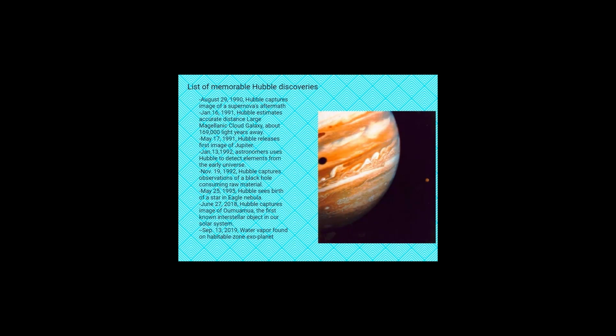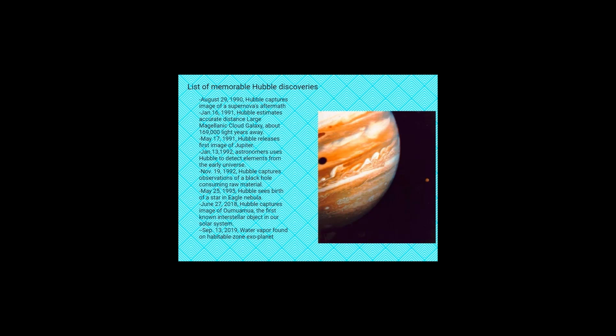Over the course of its existence, the Hubble Space Telescope has had many memorable discoveries. On August 29, 1990, the Hubble telescope captured an image of a supernova's aftermath. Supernova 1987A's ring resolved, which was captured by Hubble's camera. On January 16, 1991, Hubble estimated the accurate distance from the Large Magellanic Cloud galaxy to ours, about 169,000 light-years away. On May 17, 1991, Hubble released its first image of Jupiter.